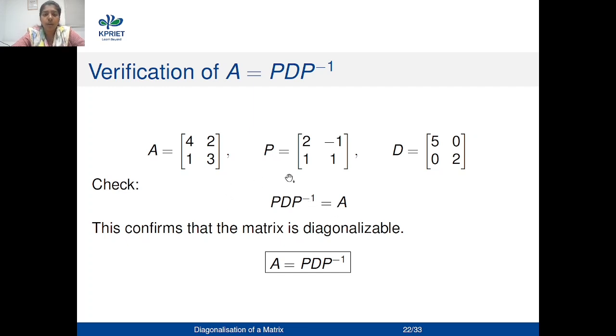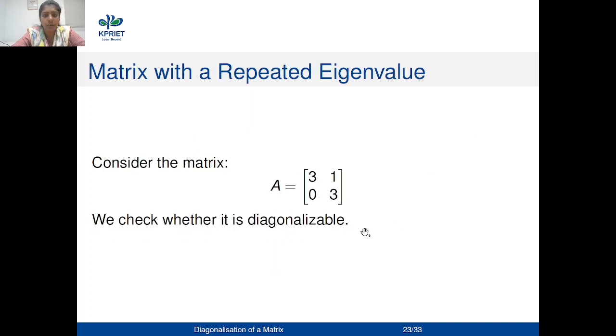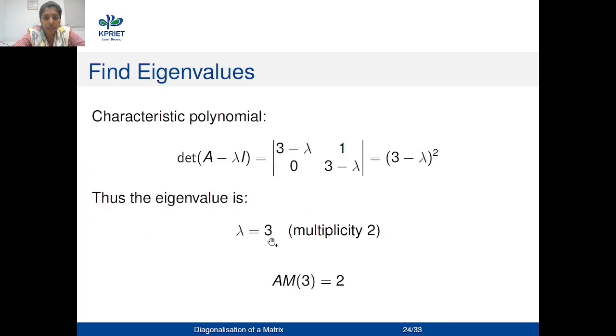So if you are able to multiply these three matrices, then you will get the original matrix A. So in this example, we have learnt that the matrix is diagonalizable. Now let us have another example where the eigenvalue has algebraic multiplicity more than 1. Let us consider another example: 3, 1, 0, 3. Now let us check the diagonalizability of this matrix.